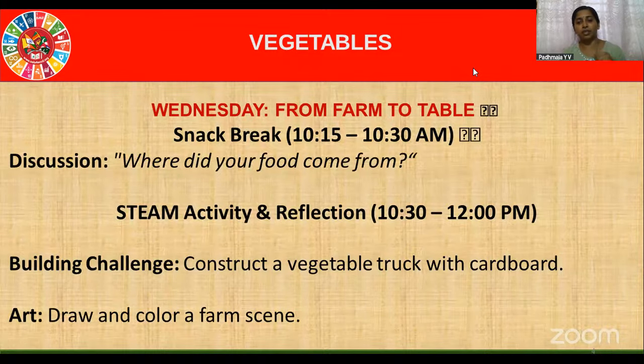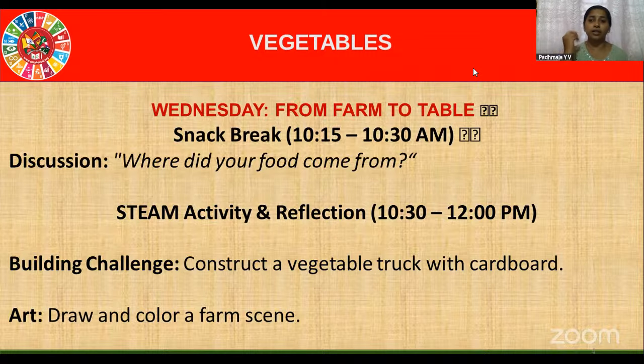What is the STEAM activity and reflection we can do is a building challenge. Construct a vegetable truck with the cardboard. They can bring empty cardboard boxes which are at home. With the help of the teacher, children can build according to their creativity. Then art: draw and color a farm. It can be drawing, or teachers can give the worksheet for the children so that they will color it.